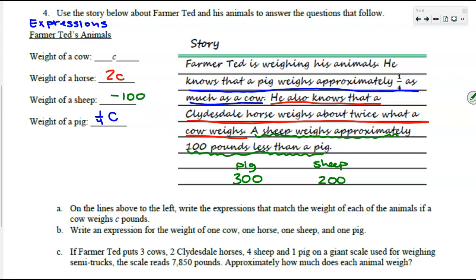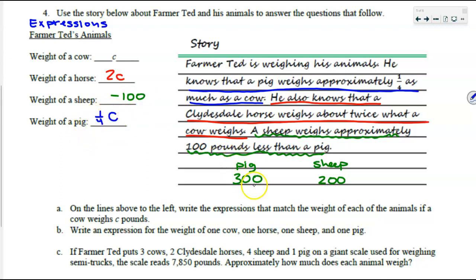Minus 100. That's a good start. But think about what this means as it is. The weight of a sheep is negative 100. Do sheep have negative weight? No, so it's 100 less than what? Less than a pig. What am I using to represent a pig?